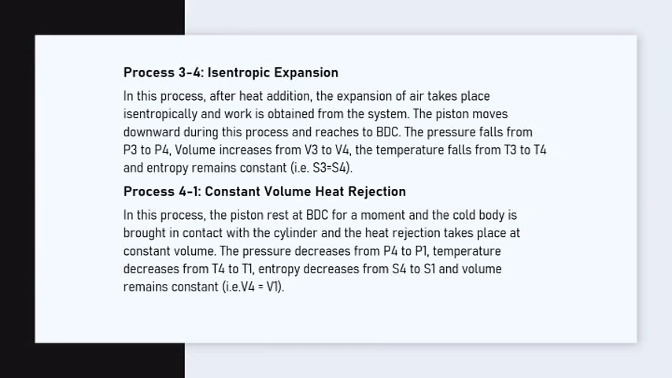Finally, process 4 to 1: constant volume heat rejection. In this process, the piston rests at BDC for a moment and the cold body is brought in contact with the cylinder and the heat rejection takes place at constant volume. The pressure decreases from P4 to P1. Temperature decreases from T4 to T1. Entropy decreases from S4 to S1 and volume remains constant.